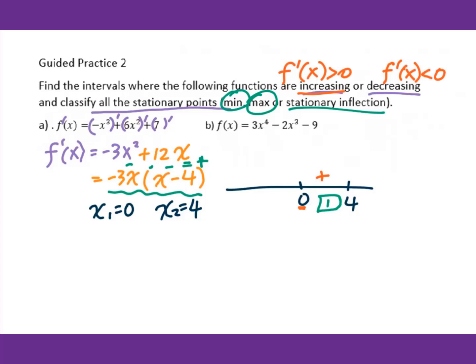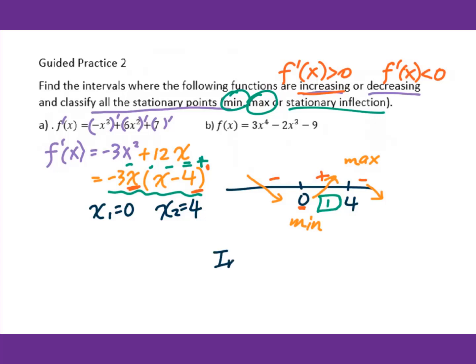Check this 0. Where do you get this 0? You get it from this x, a single factor. That means the power is odd, so you need to change the sign at this 0. For the 4, the factor is still a single factor, so we change the sign. Therefore, you could say this is decreasing, here is increasing, then decreasing. Therefore, this 0 will be a minimum. For this 4, it will be a maximum point.